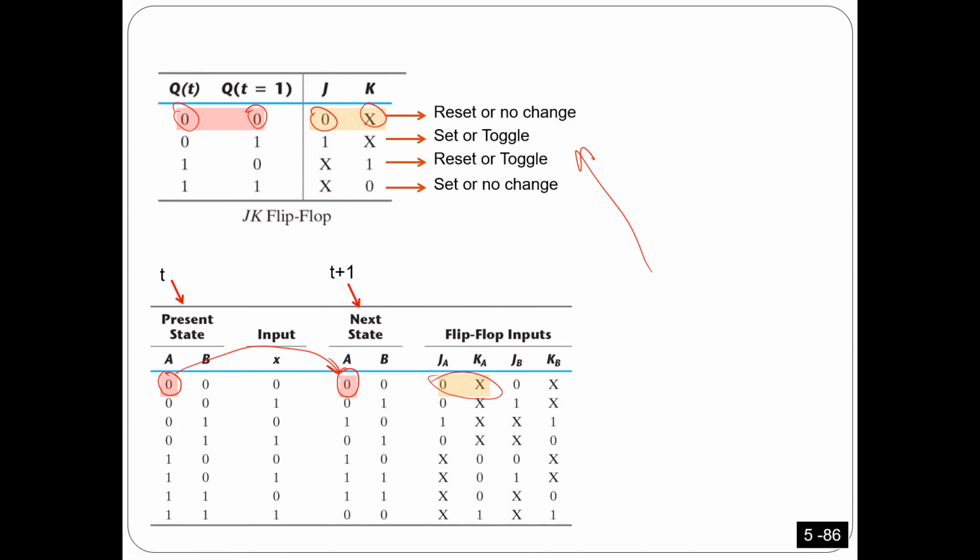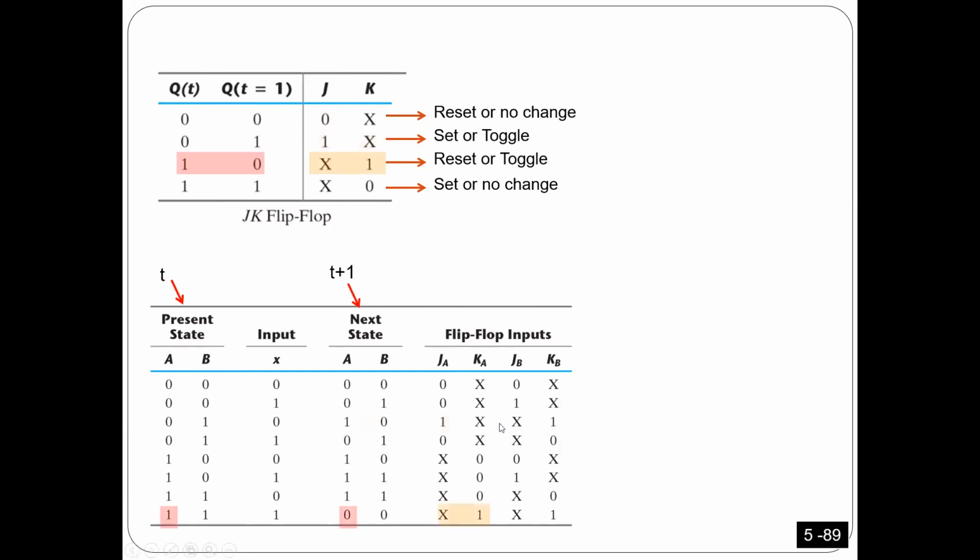You got it? So if you are 0 and you want to stay 0 next time, that means JA and KA have to be 0X. I'm going to continue this way. Let's look at the next one: 0 and then 0 again, so it has to be 0X. Let's look at the next one. 0 became 1, so I go to the table. If I am 0 and next time I have to be 1, it has to be 1X. So 0 and then 1 is 1X.